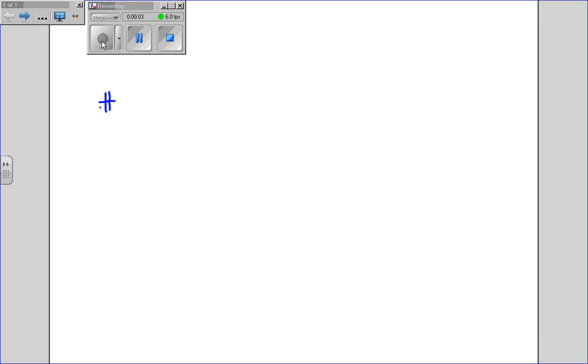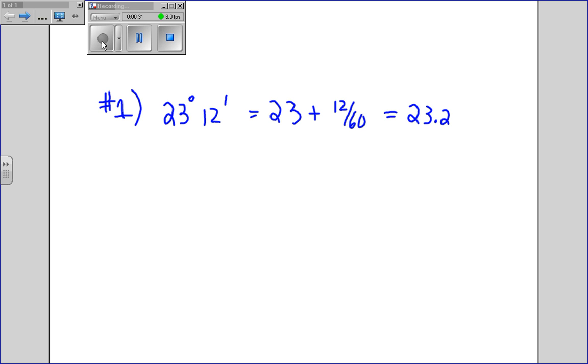Number 1, converting minutes to degrees. So 23 degrees, 12 minutes is equivalent to 23 degrees plus 12 sixtieths. And then 12 sixtieths as a decimal is 23.2 degrees.